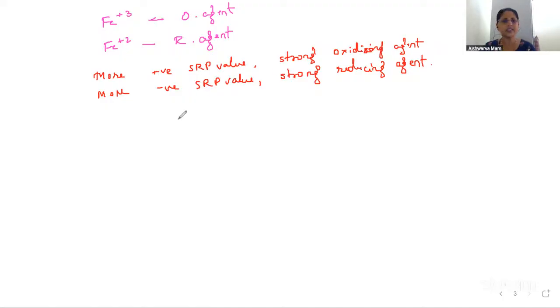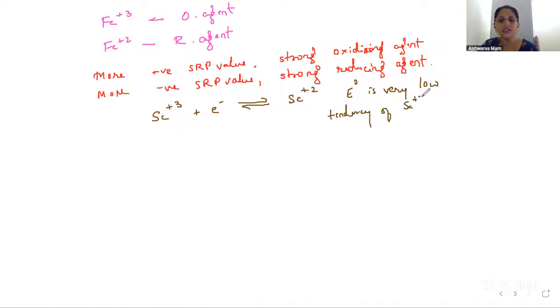Let me take another example if you want to understand this standard reduction potential. Scandium, in plus 3 state, if it gains 1 electron, it will form scandium plus 2. If you see this reaction, the electrode potential value is very low. What does that mean? It means the tendency of Sc plus 3 to form Sc plus 2 is very low.